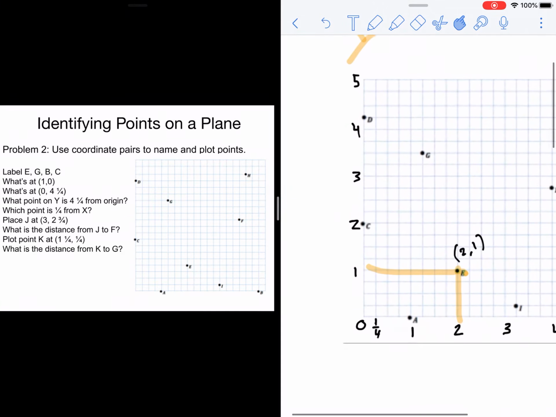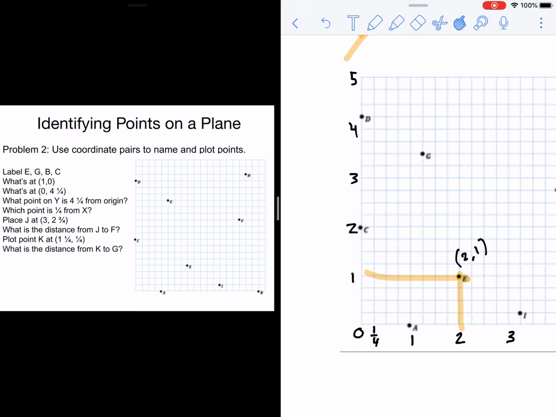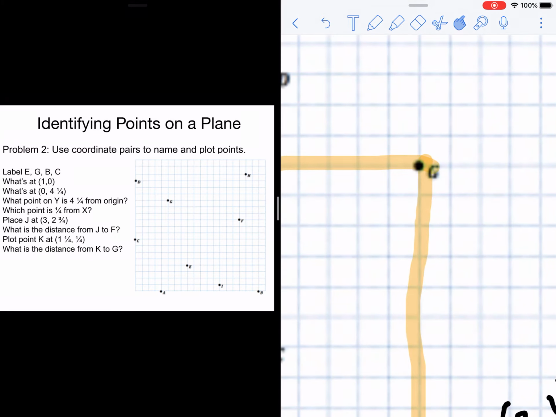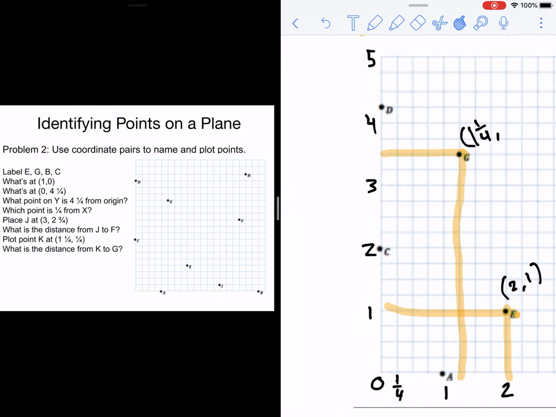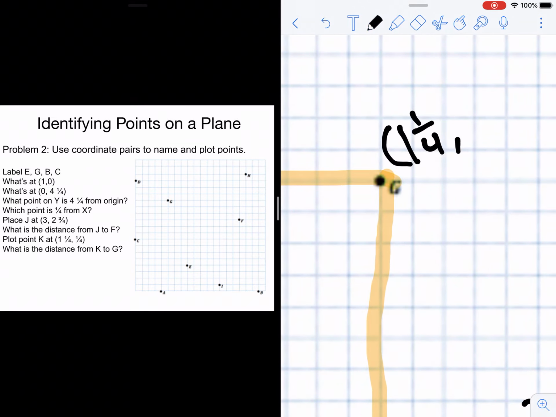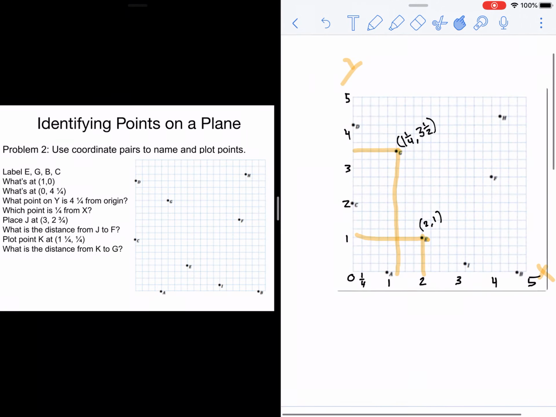Okay, so we're finding G now. Here's G. G, I'm going to use my highlighter, is over 1 1/4 and up 3 2/4, which is 3 1/2. So if I zoom in, we said it was over 1 1/4, comma, 3 2/4, which is 3 1/2. So there's G.